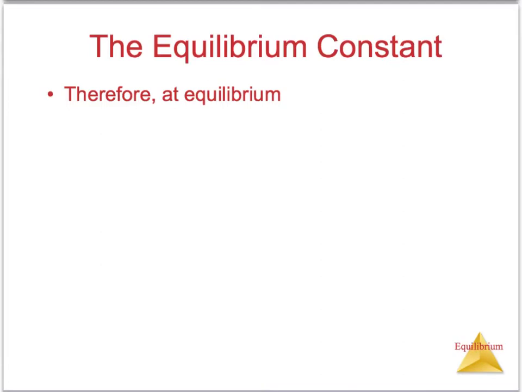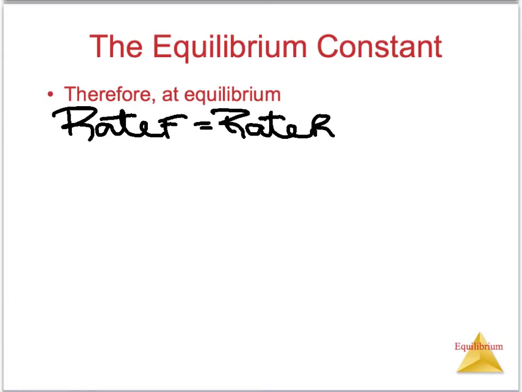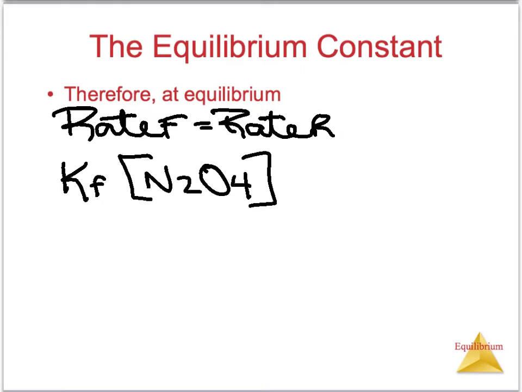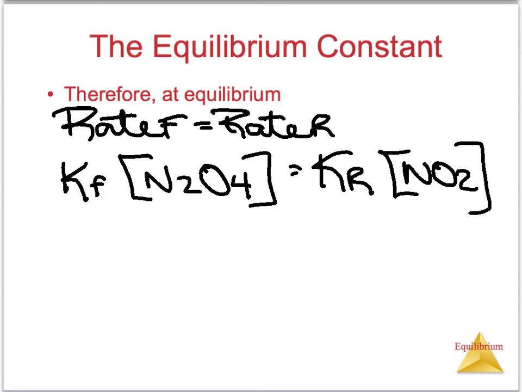So at equilibrium, you should know that the rate of the forward reaction equals the rate of the reverse reaction. And because of that, we can set those two rate laws that we just derived equal to one another since the rates are equal. So Kf times N2O4 is equal to Kr times NO2 squared.